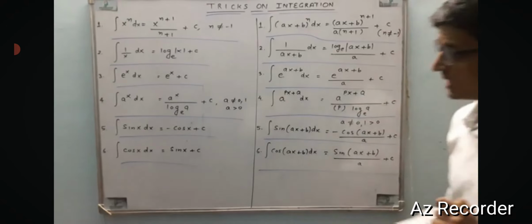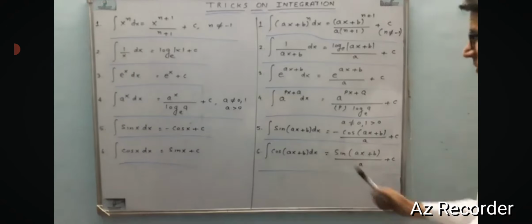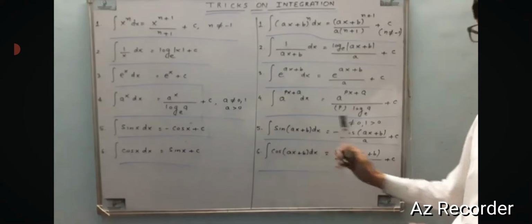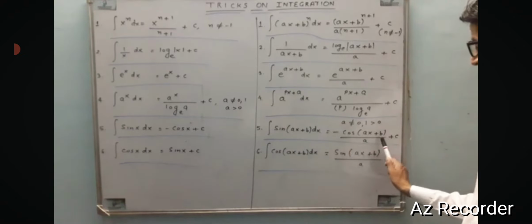Sin x has integration minus cos x plus c. So if we have sin of ax plus b dx, the integration would be minus cos of ax plus b divided by a, plus c.